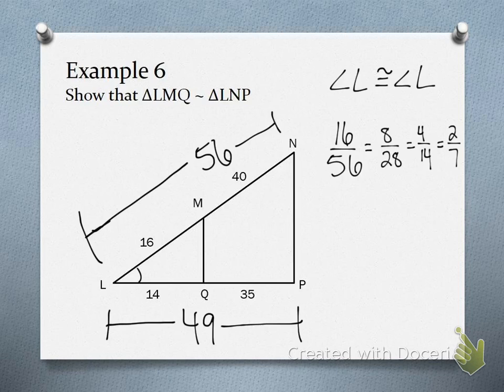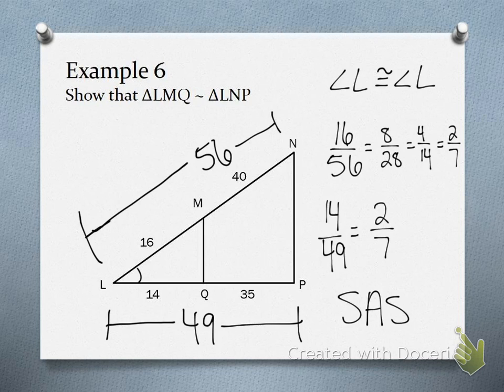What's the other ratio I need to look at? 14/49. Those are both divisible by 7. We get 2/7. If they're telling you to show that two triangles are similar, then you better be able to get those ratios to match. If they're saying show it, they're saying this is definitely true, you need to give me the pieces that prove it. So then we would say that we used side angle side similarity to do that.